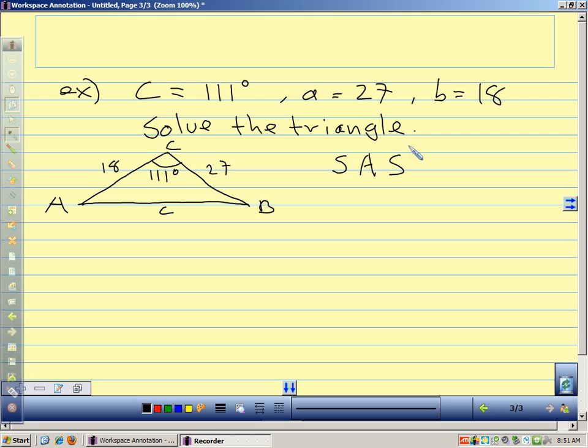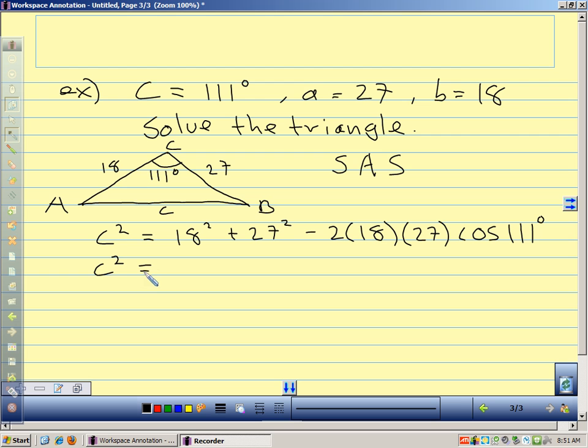So we can use one of those first forms of the law of cosines to find our missing side. So we're just going to plug our numbers into the law of cosines. We know that law of cosines tells us that c squared equals 18 squared plus 27 squared minus 2 times 18 times 27 times the cosine of 111 degrees. When we plug this into our calculator and calculate, we end up with c squared equals about 1404.33. And we take the square root and we say that c is about 37.43.